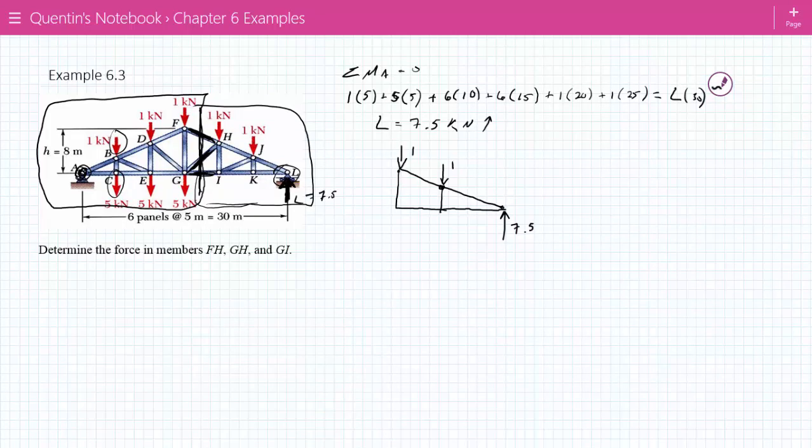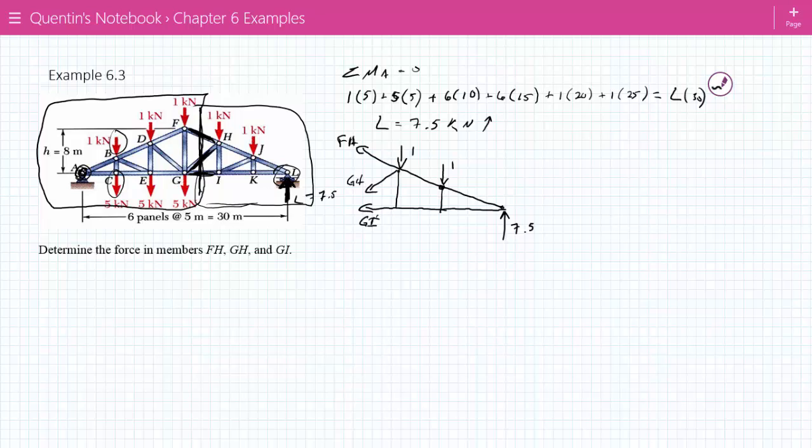Of 7.5, right? And then I cut through these members. What happens when I cut through a member? I'm going to replace it with unknowns. This is GI. I have a force coming off here of GH, and a force coming off here of FH. So now it's a relatively simple problem: I just have 3 unknowns.